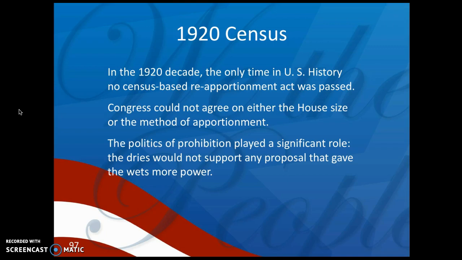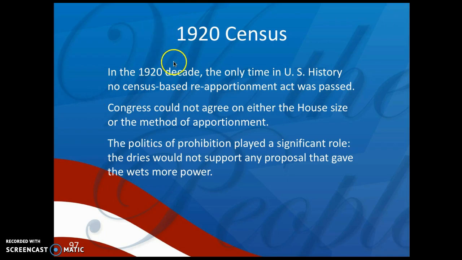So in 1920, this is the only time in U.S. history that no census-based reapportionment act was passed. Usually every 10 years, before and after this, Congress passes a bill with a reapportionment. Sometimes the house size doesn't change. In fact, it hasn't changed in almost 100 years. But usually the number of representatives of each state could change a little bit depending on population changes.